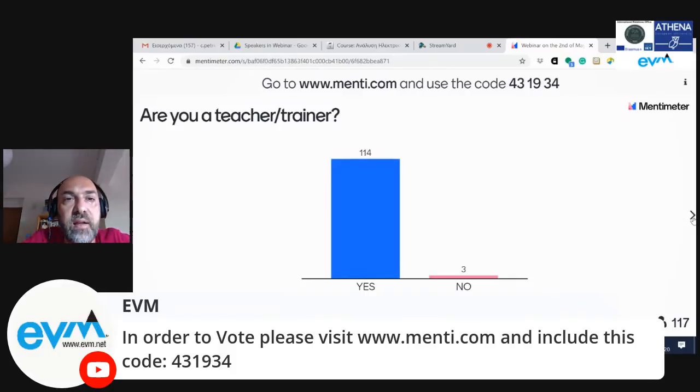You can access www.menti.com through your mobile, through your computer. It's a very easy accessed site.